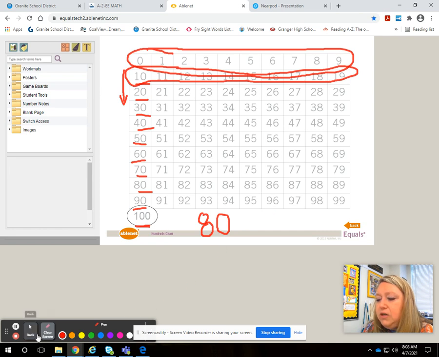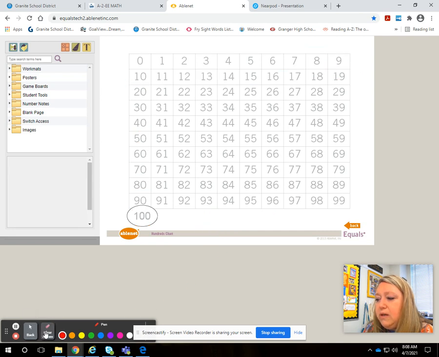Now, I wanted to show you just real quick the other way to count by fives, because that's another common way to count. And here's our 5 right here.